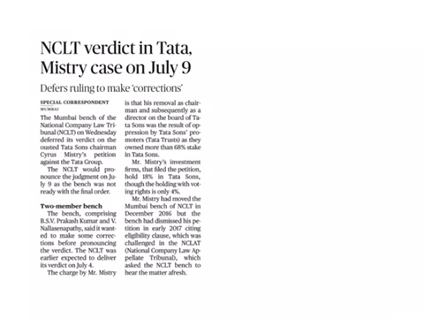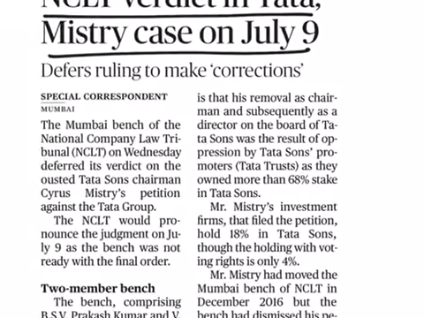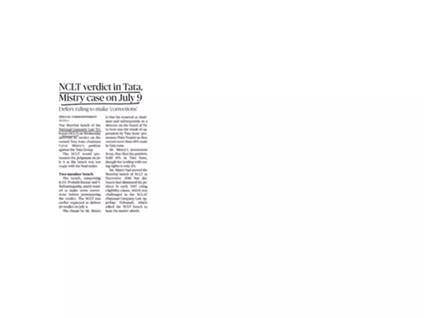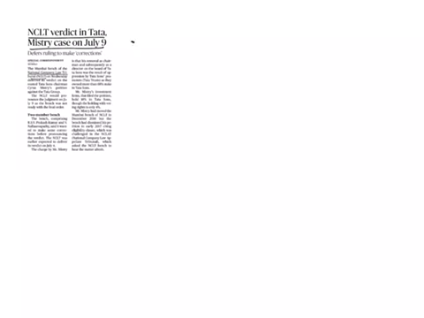The next article is NCLT verdict in Tata Mystery case on July 9th. In this article, we have to see this National Company Law Tribunal. Before that, we have to see what is a tribunal, and whether it has any constitutional provisions. Originally the constitution did not mention anything about tribunals. It doesn't contain any provisions.